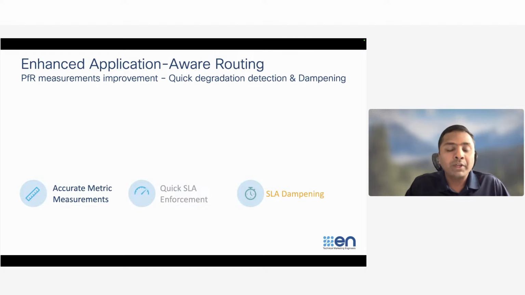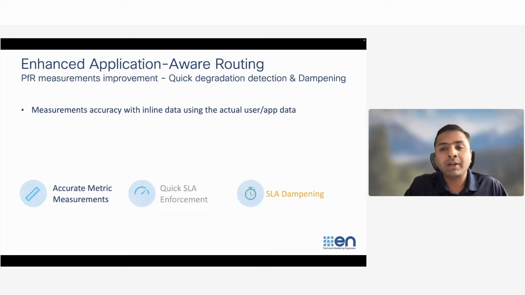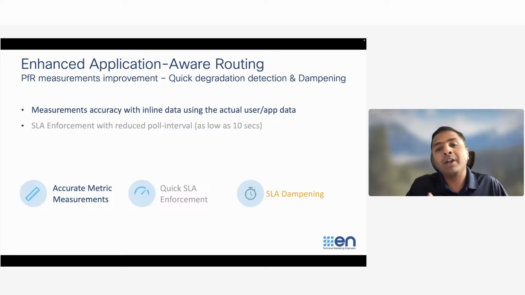Enhanced application aware routing improves your tunnel degradation detection time and switchover time by doing accurate metric measurements using the actual data packets that are flowing through the SD-WAN edge device. Now, because we are able to have accurate measurements, we can react faster, we can take action to move the traffic to a better, more optimized path in as low as 10 seconds, between 10 to 60 seconds. And we are able to avoid constant issues on the network, instabilities happening on the wide area network, using the dampening capability.